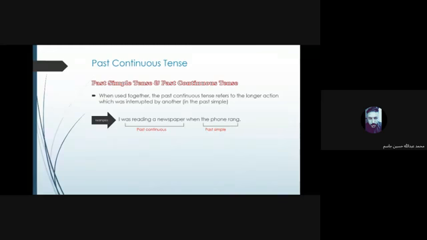So I was reading a newspaper when the phone rang.